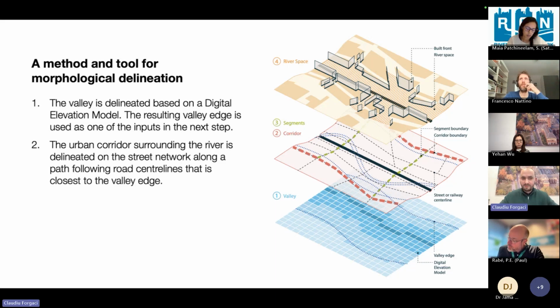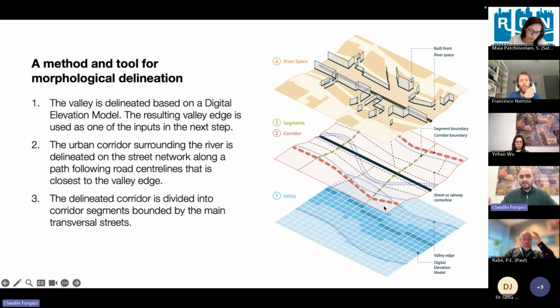Then in the second step, the urban corridor surrounding the river is delineated on the street network along a path following road center lines that is closest to the valley edge. So this step is basically a translation of the valley in the topography onto the street network. You see that with the red dotted line here in the middle part of the diagram.